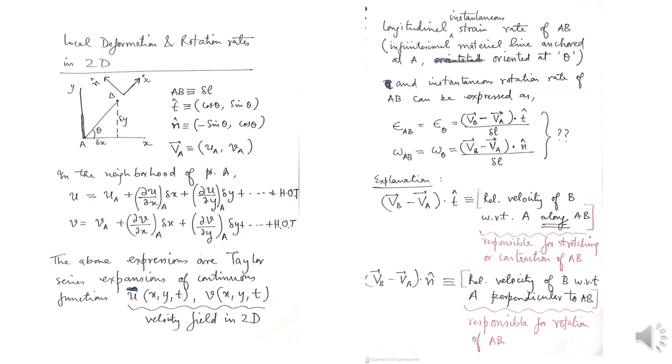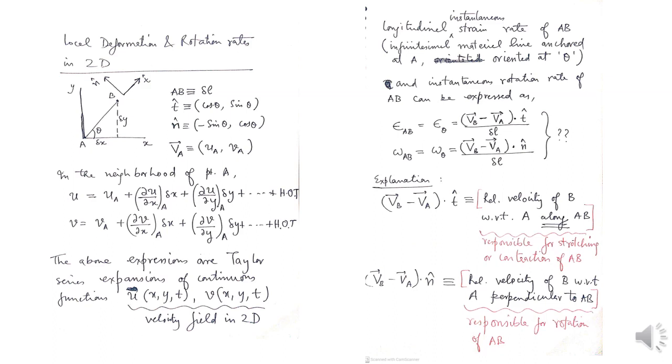Okay, so in 2 dimensions, at a particular instant in time, we are expanding the velocity components u and v. That means these are my two functions, u and v, as functions of x, y and t. This is the velocity field in 2D. The most general velocity field means it can be dependent on time.